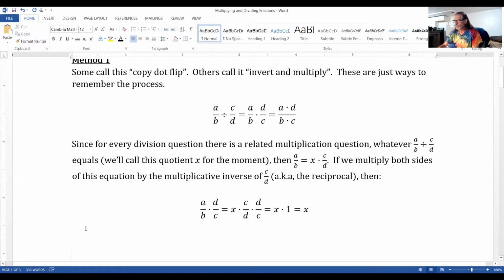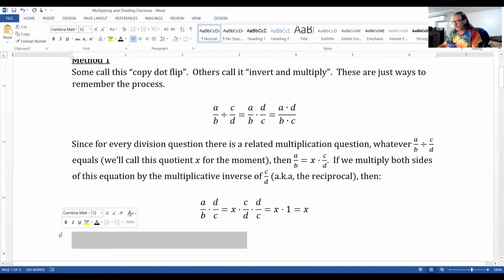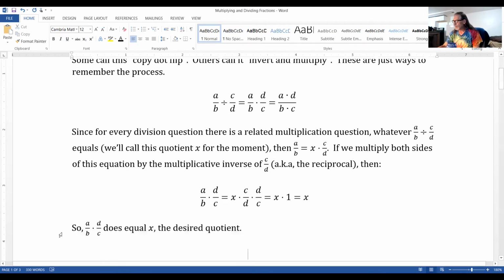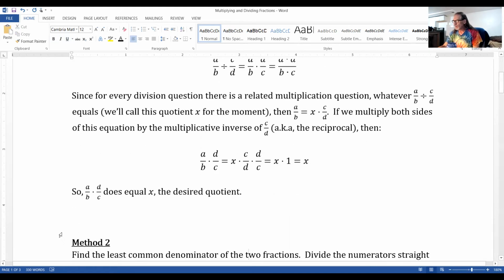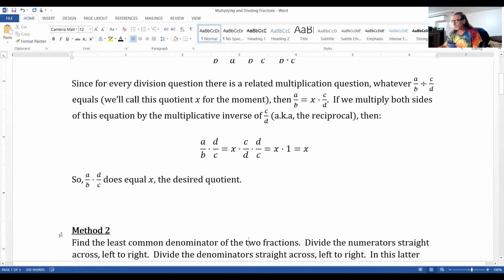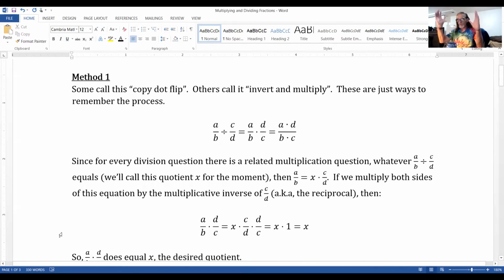So that is the desired quotient. Dividing A over B by C over D, we do get A over B times D over C, i.e. A times D all in the numerator over B times C in the denominator, and again reducing if possible.